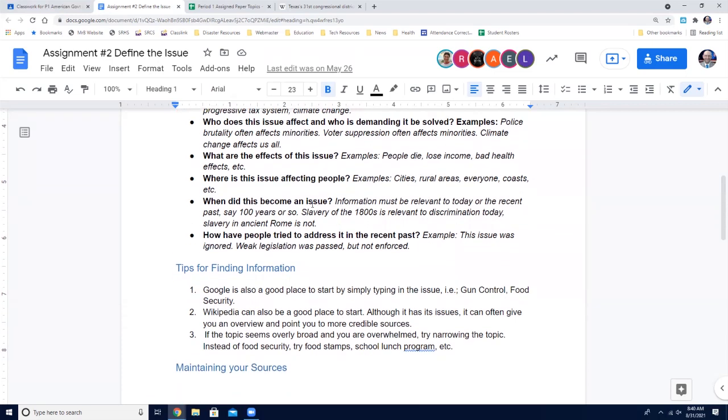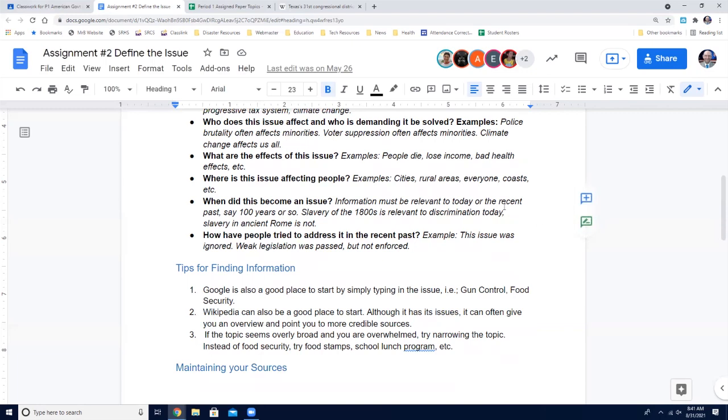When did this become an issue? Now, an important one on that is we're talking about currently. You don't have to go all the way back to ancient Egypt or something like that when you're dealing with it. When did it really become an issue today? What's brought it to a head? And what have they tried to do in the past to solve it? So what are some of the attempts that they have made? So these are the questions, sort of guiding questions that you'll try and answer as you go through.